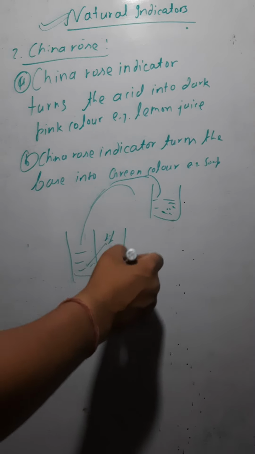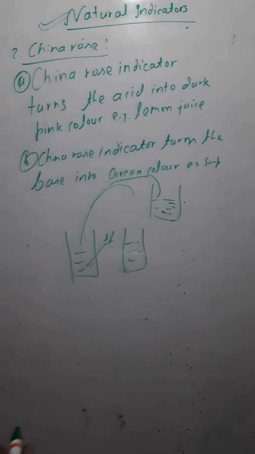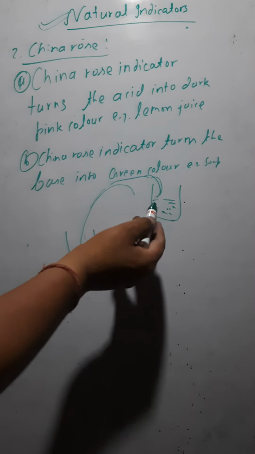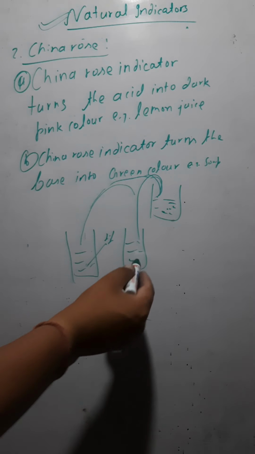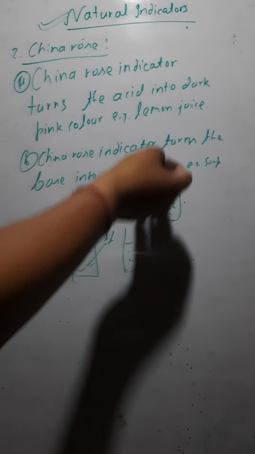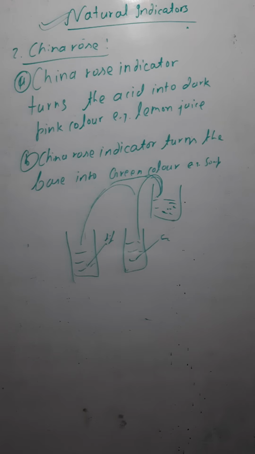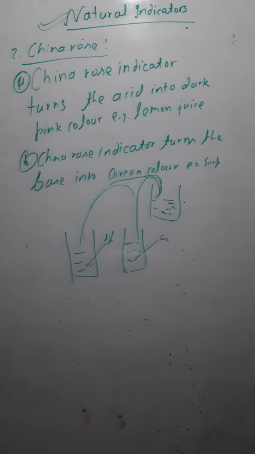Now again you take some soapy water in this beaker. Pour some drops of the China rose indicator here. So this soapy water would turn into green color. So this again shows that the soapy water is basic in nature, it's base. Okay, so that is all about China rose indicator. That was the second type of natural indicator.